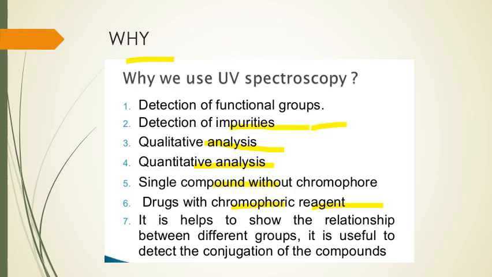The chromophore term used in UV-visible spectroscopy, we will read about. Drugs with a chromophoric reagent can also be determined in this spectroscopy. It also helps to show the relationship between different groups. It is useful to detect conjugation. This is very important, and it is why we study UV-visible. So in the spectra we can easily find out the conjugation of the compounds.